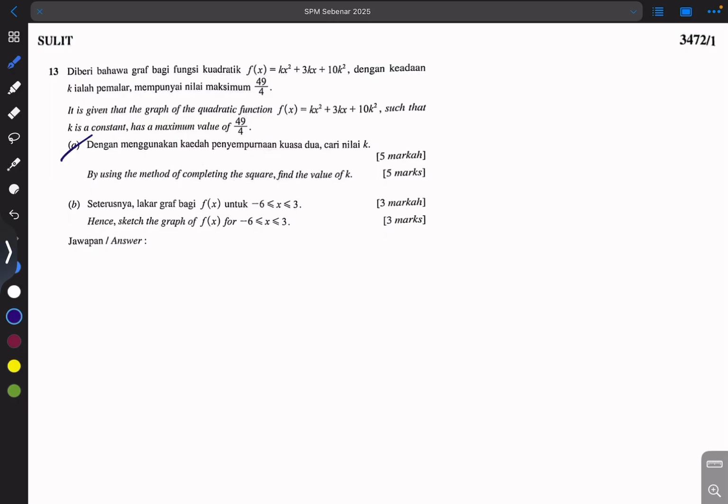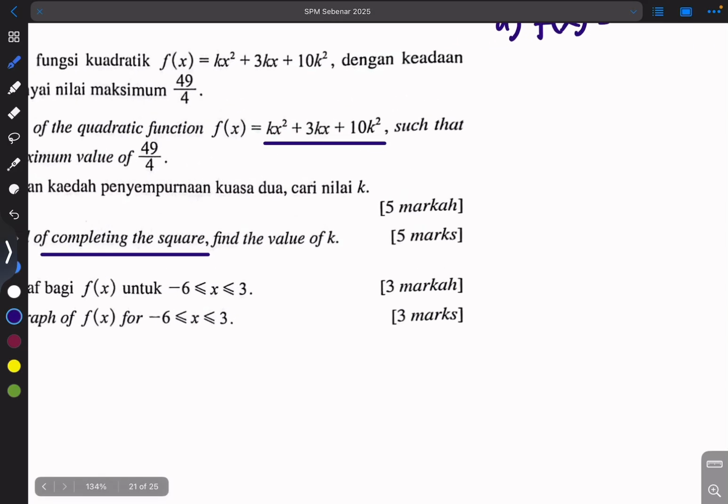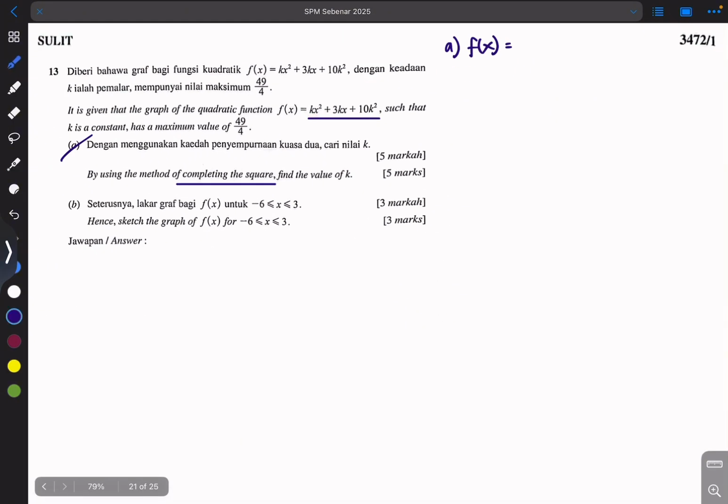Part A, by using the method of completing the square, find the value of k. So let's complete the square. f(x) is this. The first step of completing the square is making sure a is 1. In this case it's k, so we have to factor out the k. So we'll be left with x square, 3kx divided by k will get 3x, and 10k square, we factor out the k, we get 10k.